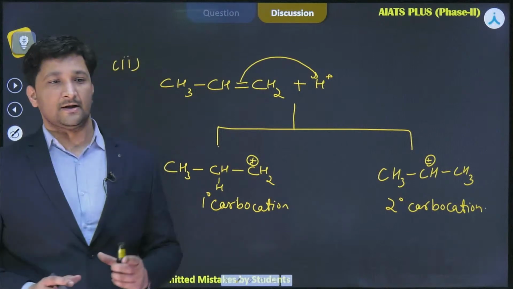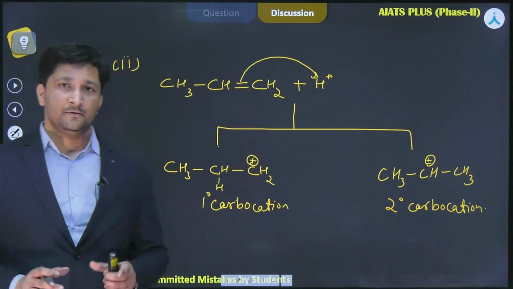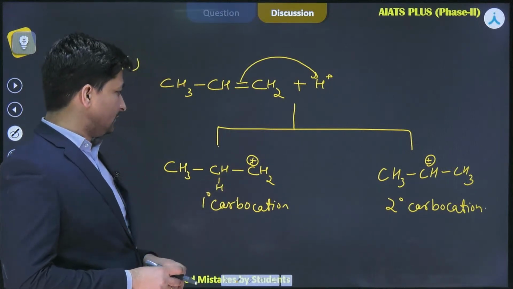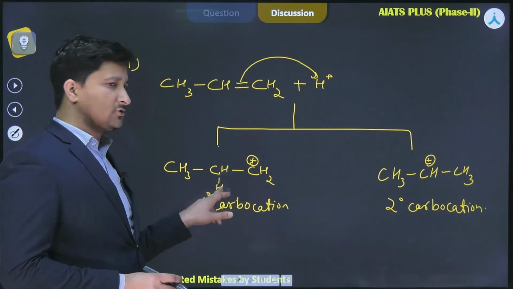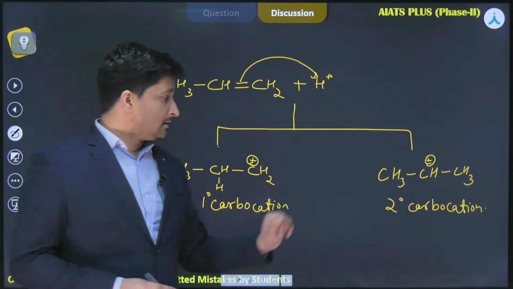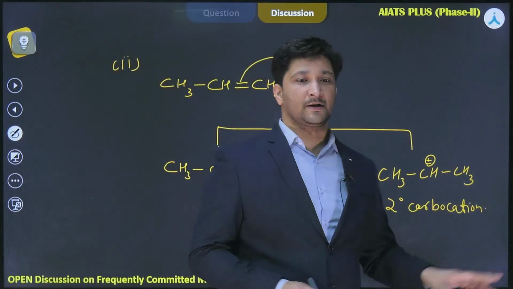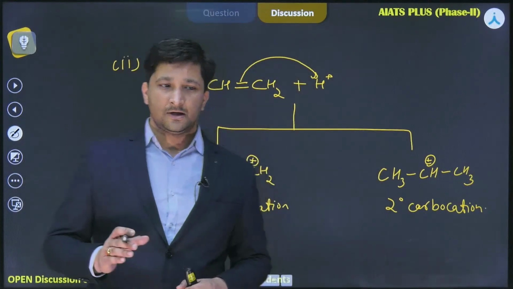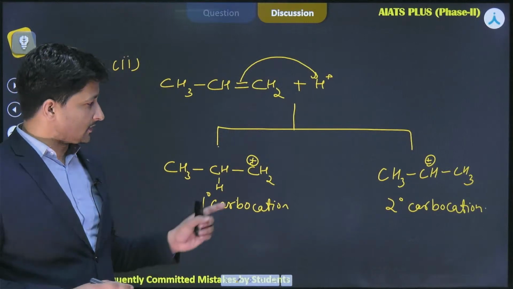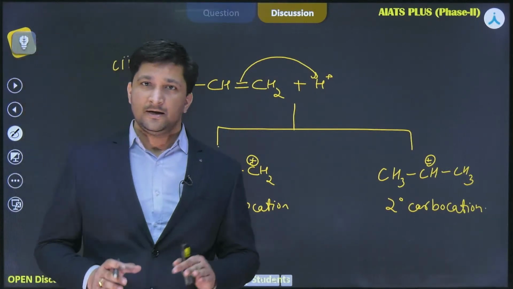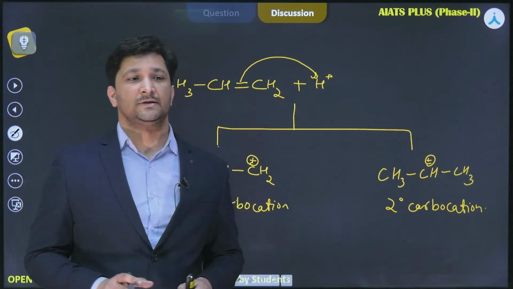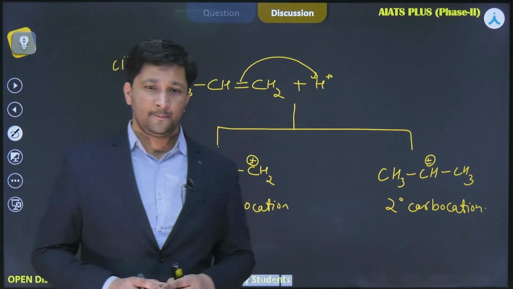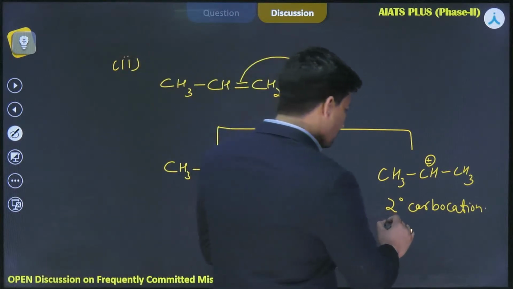Because this step will determine what the final product will be in major quantity. If you look carefully, you will find that this 1 degree carbocation has only 2 hyperconjugates, but this 2 degree carbocation has 6 hyperconjugations. In previous lectures I have discussed carbocations and their stability, and we have discussed that hyperconjugation helps in stabilizing the carbocations. So this carbocation is more stable.